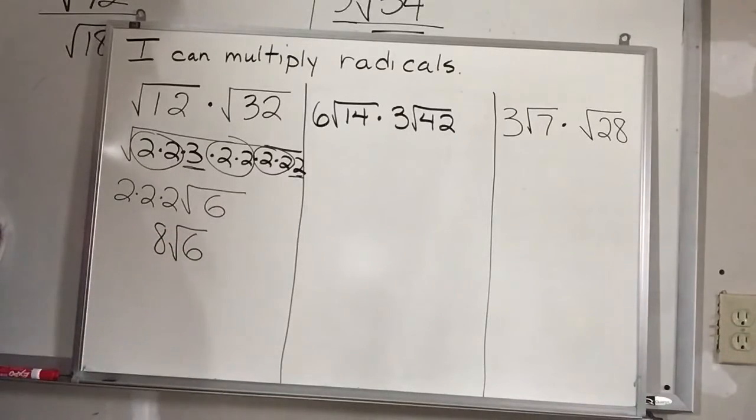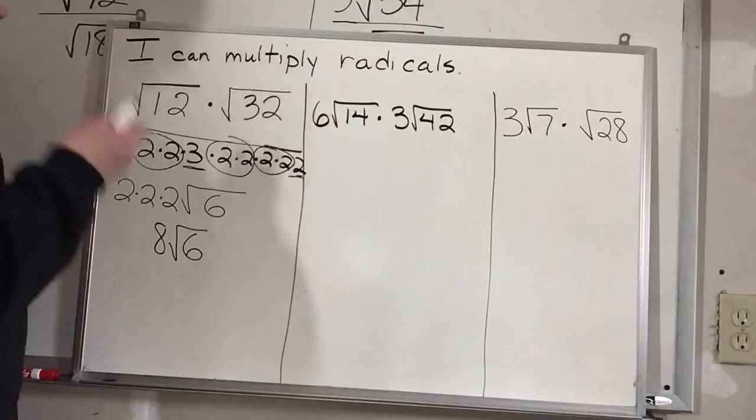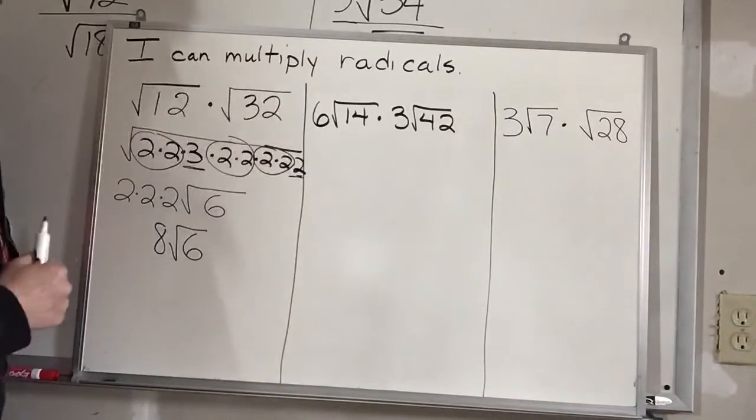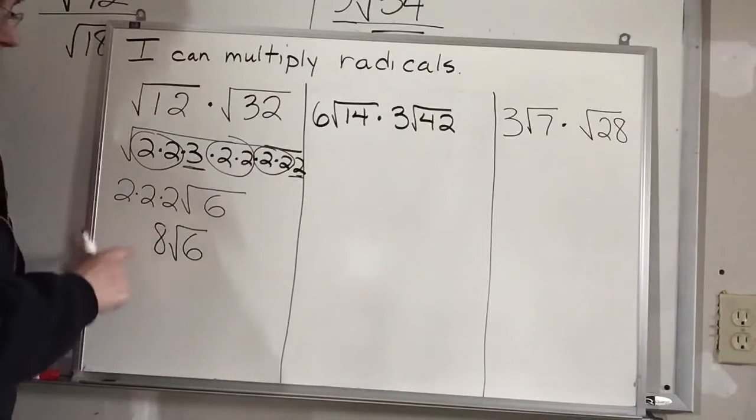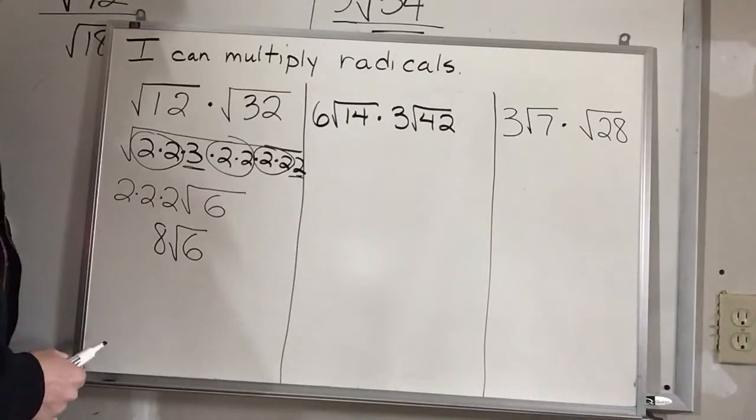So 8 times the square root of 6 is what I would get if I multiplied the square root of 12 by the square root of 32. You can check all of these on a scientific calculator, a calculator that will do square roots. If you wanted to, you would do the square root of 12 times the square root of 32 and see what that comes out to be. And then type in 8 times the square root of 6 and you should get the same results.